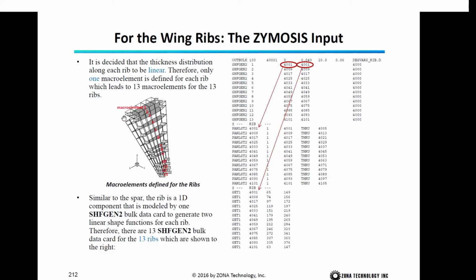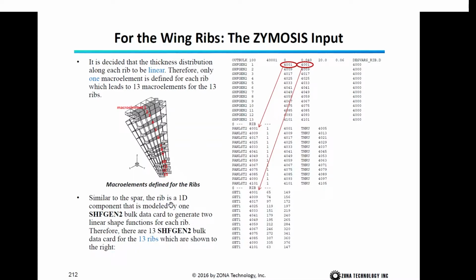For the rib, if we decide the thickness along each rib to be linear, so for the first we have 13 ribs, so we need 13 shape gen 2 cards. So the starting ID of the DESVARS S is 40,001, and the minimum thickness 0.04, the maximum is 20, the initial thickness is 0.06. And this shape gen for this rib is 4001 through 4005. The end grid is 65, and 65 and 149 for the second spot. So we have 13 spots. We need 13 shape gen 2 cards.